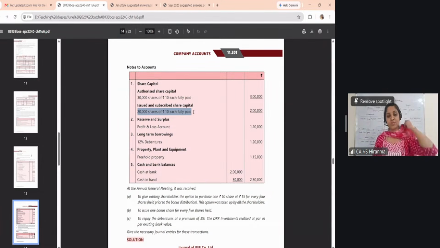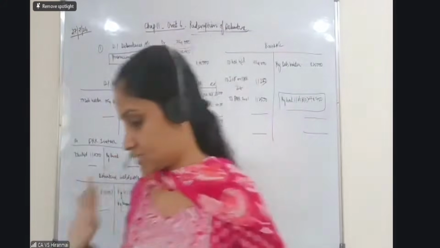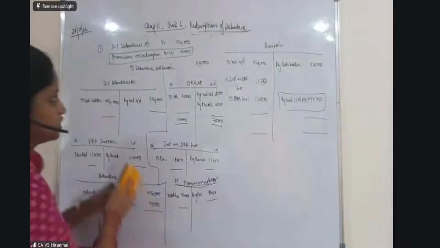So the first thing is 20,000 shares. So for 20,000 shares, how many shares are you receiving? One share for every 4 shares held. 1:4. Okay. So it is 20,000 into 1/4. 5,000 shares you are giving as rights shares. How many shares are you giving? 5,000 shares you are giving as rights issue.